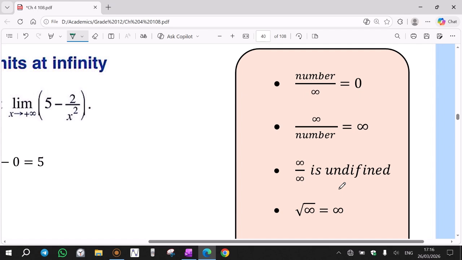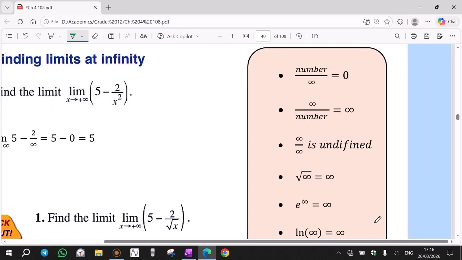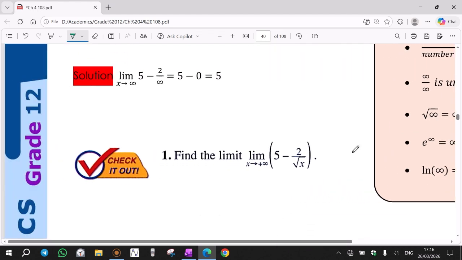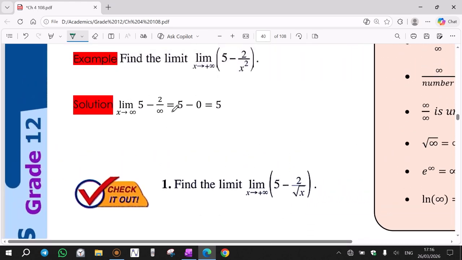We need to use simplifying. We need to use L'Hopital. We need to use left, right, whatever. Just when you see infinity over infinity, we cannot decide, just like the case of 0 over 0 in chapter 2. Square root of infinity is infinity. E power infinity is infinity. Ln of infinity is infinity. These are given. Now, I know 2 divided by infinity is 0.